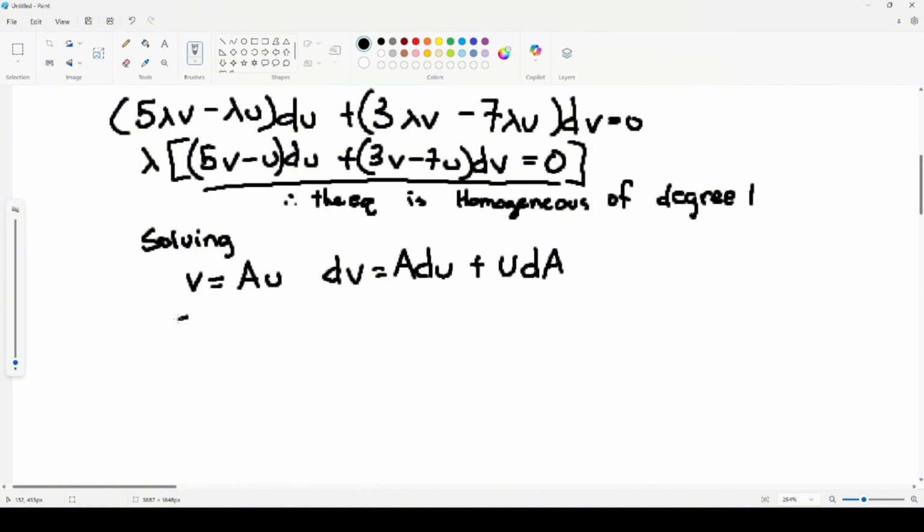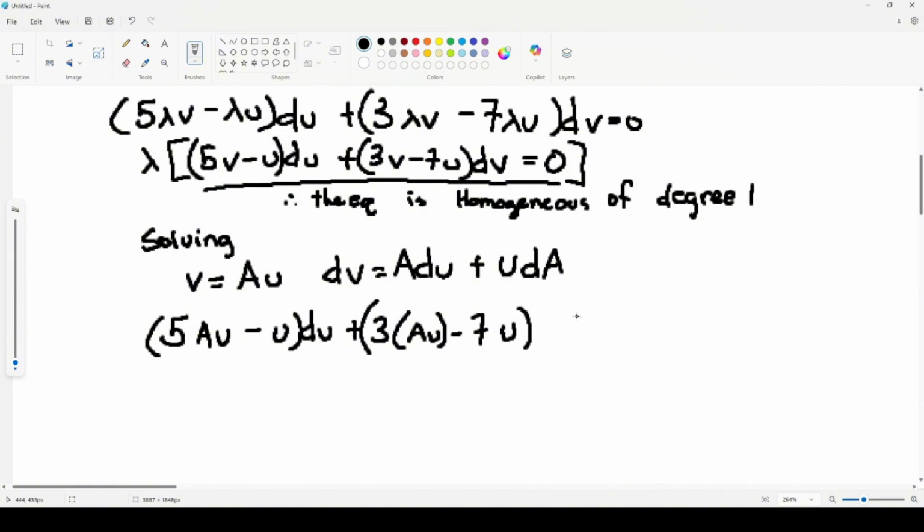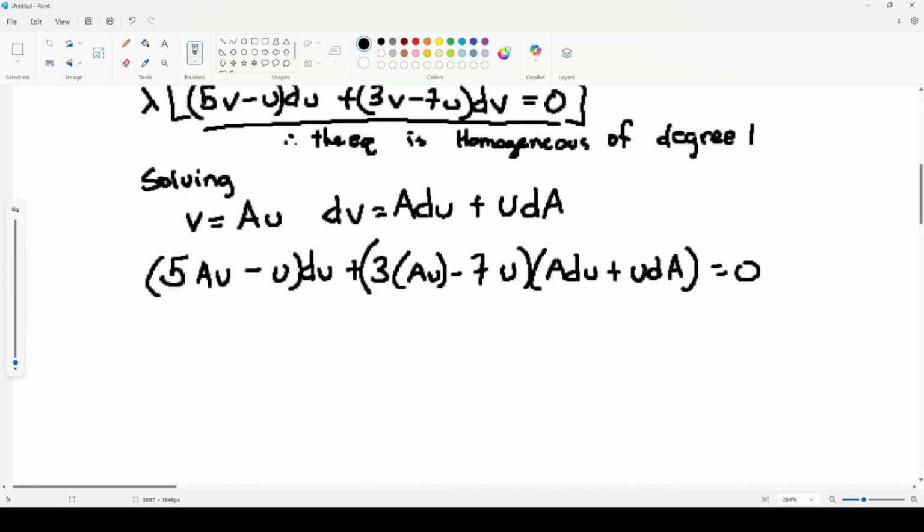So we're going to substitute. (5Au minus u) du plus (3Au minus 7u) dv. Because the right side is dv, we're going to substitute that with A du plus u dA, where A is a variable also.